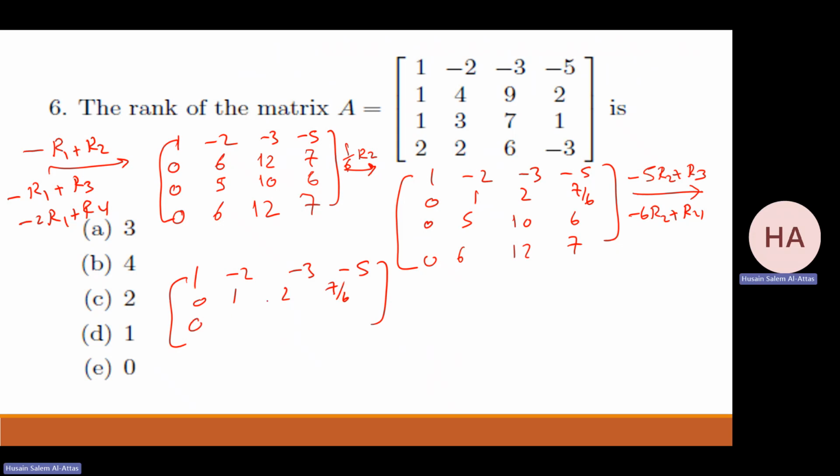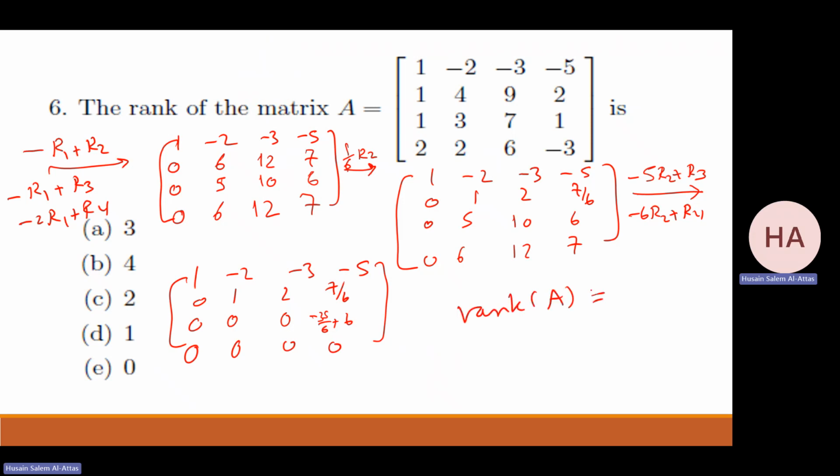Multiply by minus 5 and add, that will be 0. Minus 5 and add, that will be 0. Minus 5 and add, that will be minus 35 over 6 plus 6. I don't care, it's not 0. What's the value? Who cares? Now minus 6 and add, that will be 0. Minus 6 and add, that will be 0. Minus 6 and add, oh wait a minute, this is 0. Minus 6 and add, that will be 0. So very clear.